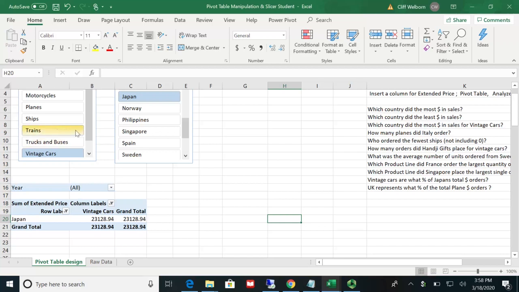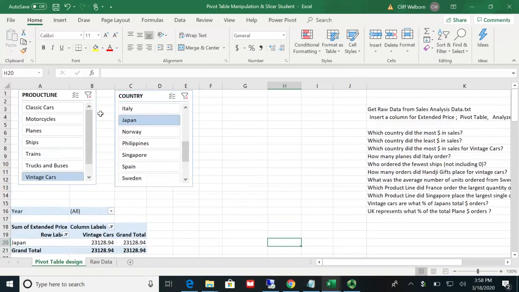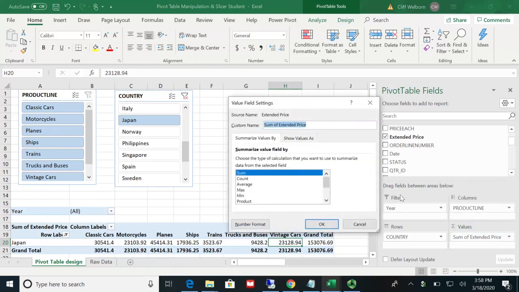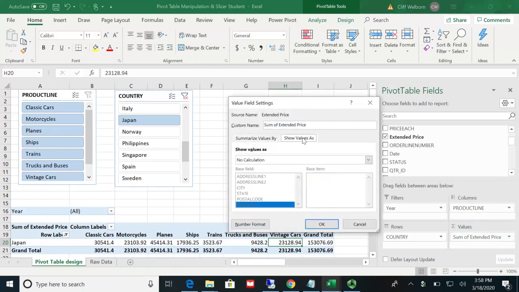Oh, but wait a minute. Because I want to know vintage cars are what percent of Japan's total orders. So I do want to see everything. And I need to change the way my table is designed, though, because instead of showing values as dollar amounts, I want to show values as a percent of a row total.